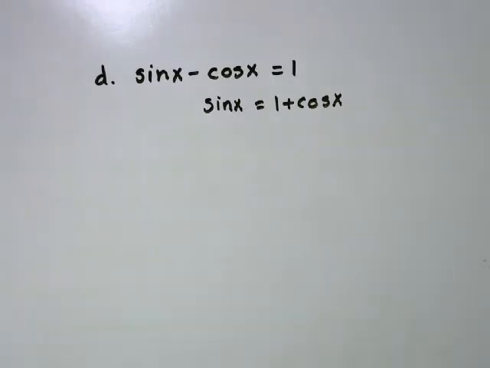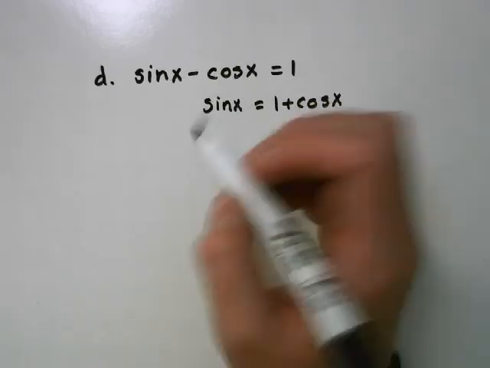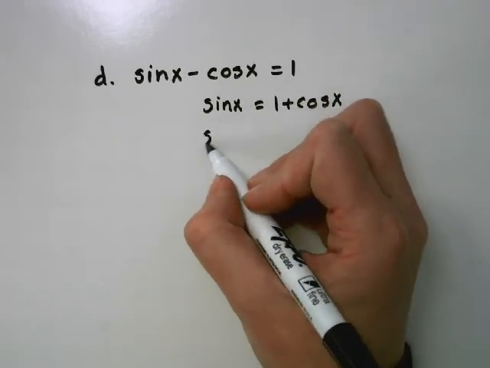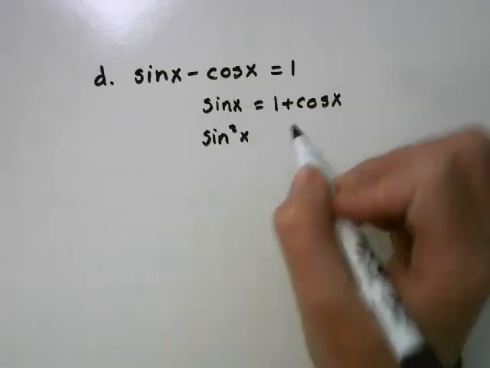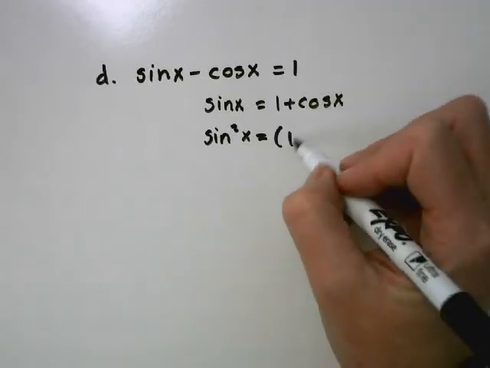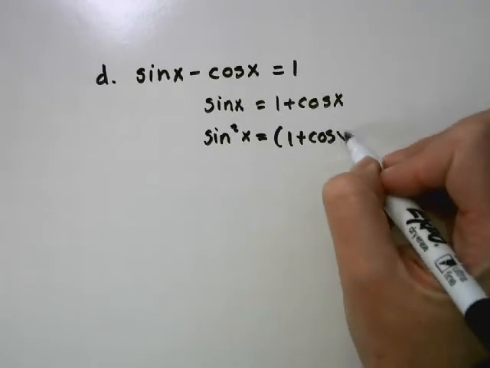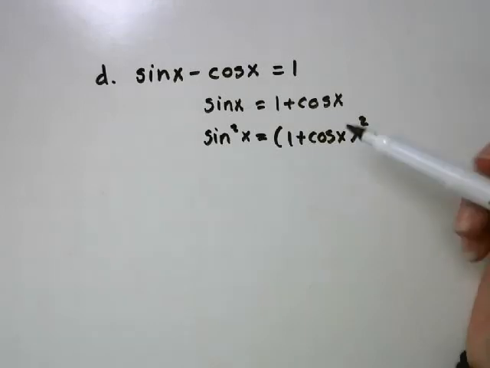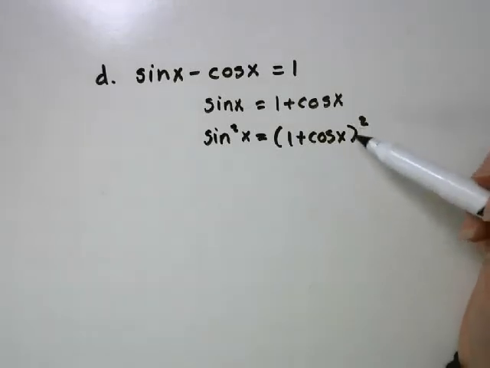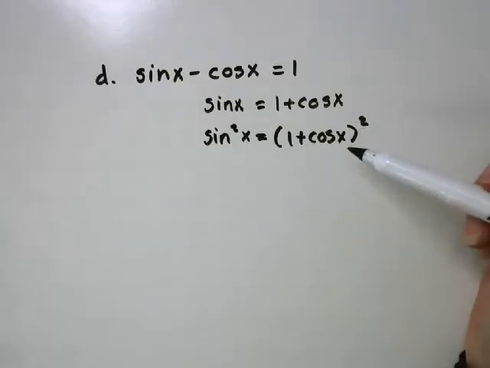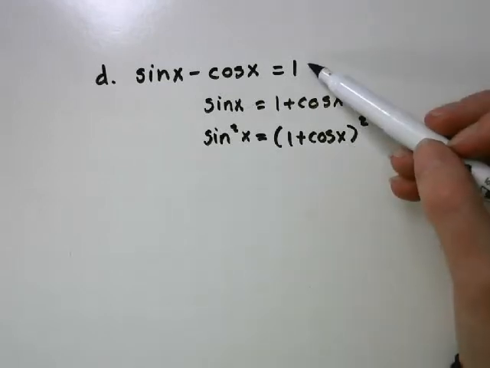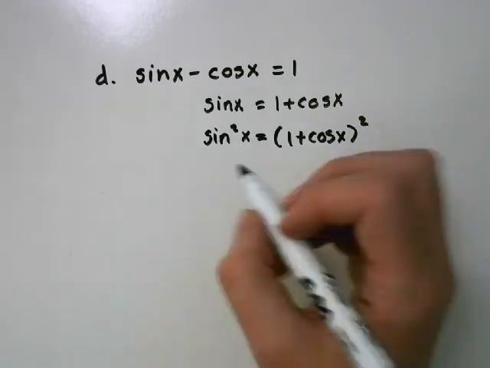What we can do though, because we know in the last example I was able to replace a sine squared or a cosine squared with a sine squared, but it had to be squared. So a strategy is to square both sides of this equation. The only issue with doing this is it may introduce solutions that aren't really solutions. So when we get our final answer, we're going to have to go back and check it in this original equation.